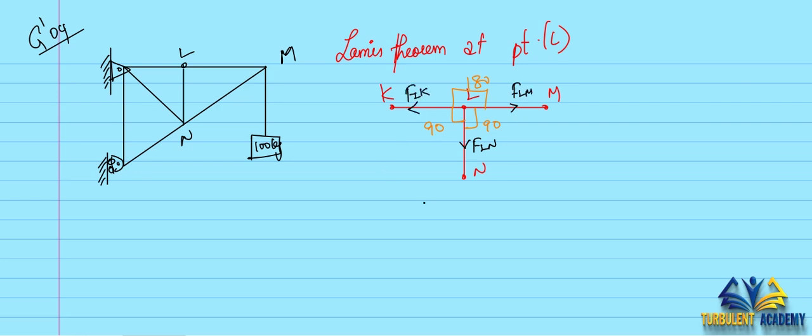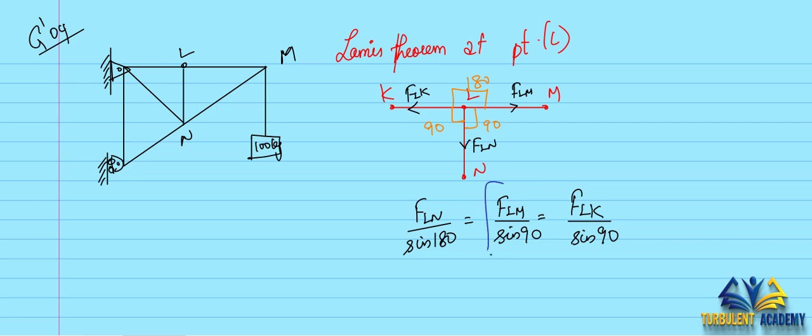So let's write Lamy's theorem. F_LN by sine 180 is equal to F_LM by sine 90. Even though you could have sensed the answer by now, I'll write everything. F_LN by sine 180, it doesn't matter whatever is on the RHS, sine 180 is 0. If it goes to the RHS, it will make everything 0. That's one beauty.